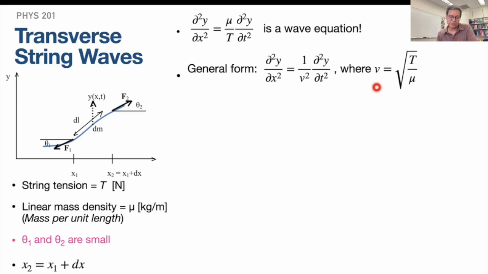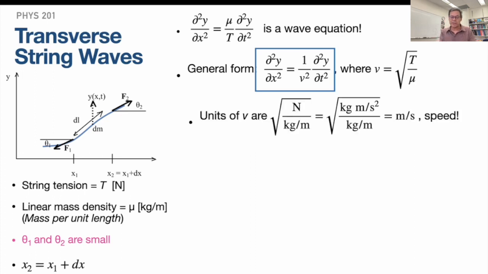Now for that to be true, v has to be the square root of T over mu, the tension over the mass density. And so if I square that, I have T over mu, and then I take 1 over it, and that gives you mu over T like the equation had. So that's true, but this is a general form of traveling waves in one dimension in x. So that's basically the characteristic form of any traveling wave phenomenon, at least for one-dimensional ones.